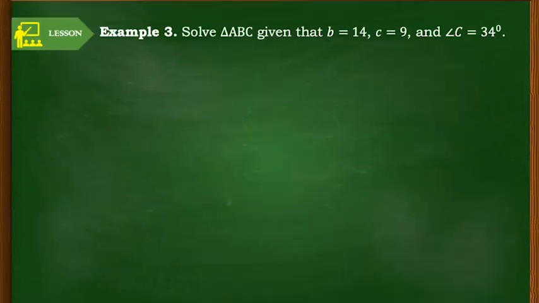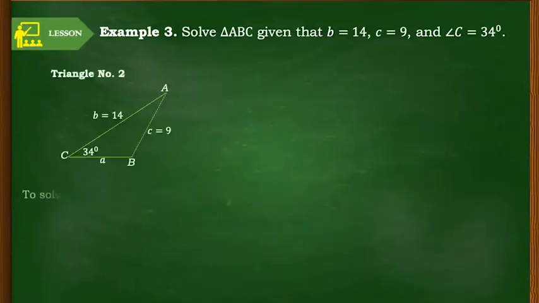So for triangle number 2, we solve for angle B using the measurement of angle B from triangle number 1. So subtract it from 180 degrees. So we have angle B is equal to 119.56 degrees.